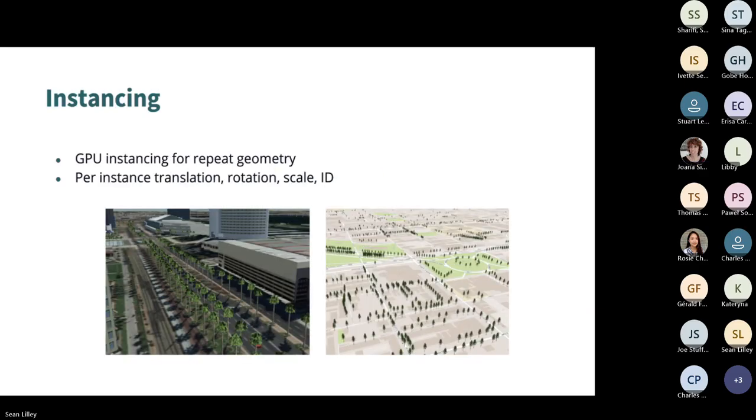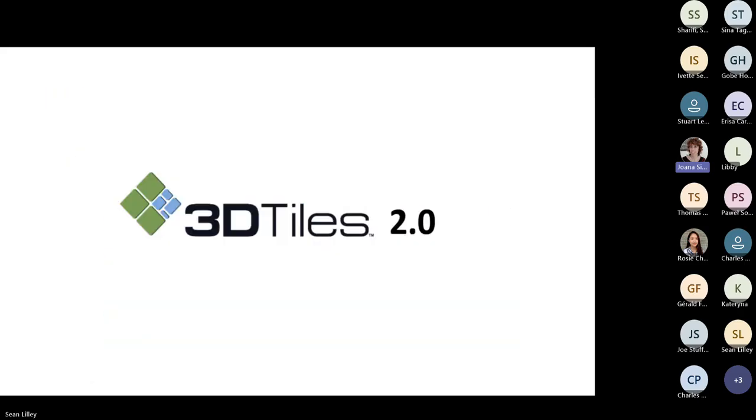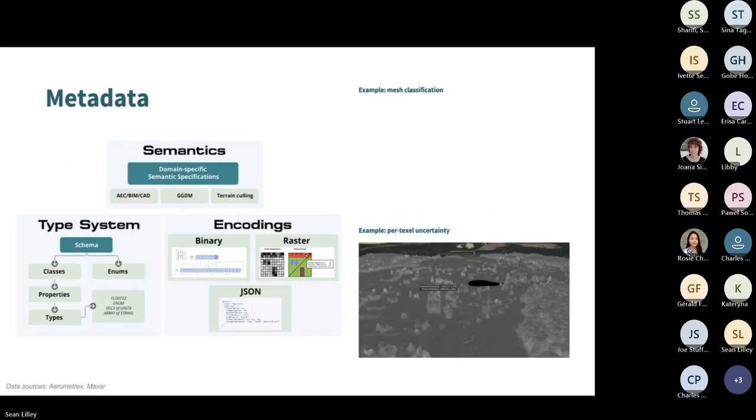And then we also do things like instancing, which often comes up with tree models. The GPU has built-in instancing support, so we try to take advantage of that. And then I think finally, metadata.